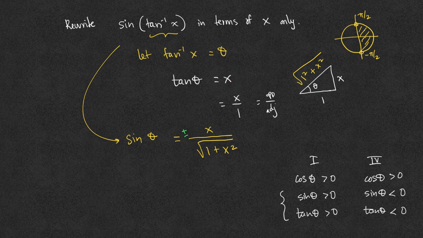And so, because the sign of tangent also determines the sign of sine theta in the first and the fourth quadrant only, we conclude that sine of theta equals x over the square root of 1 plus x squared without having to write plus or minus, because this x can be either plus or minus, positive or negative, depending on where theta is already.